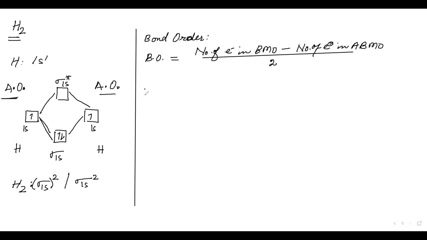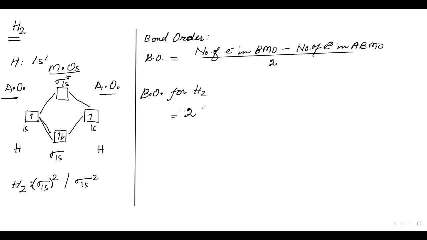Now, bond order for H2 will be equal to the number of electrons in BMO. How many electrons are there in the bonding molecular orbital? There are only 2. These are atomic orbitals. As soon as you have the molecular orbitals, just forget the AOs.